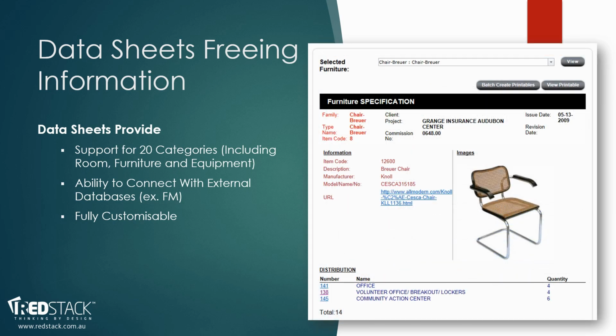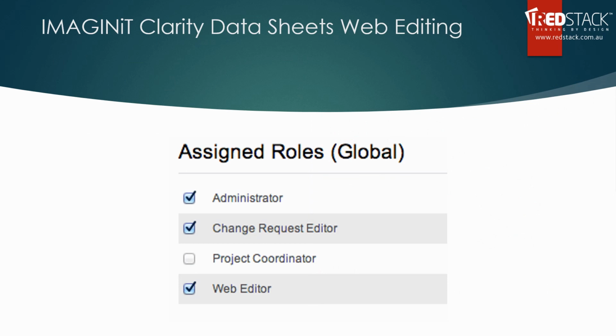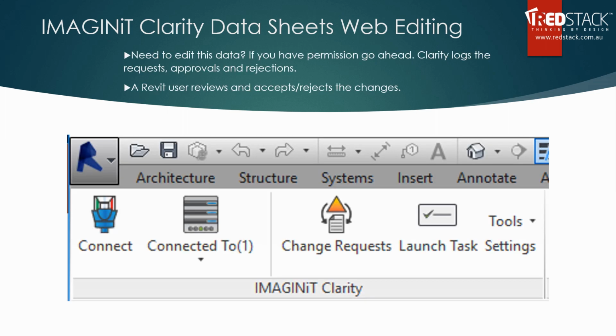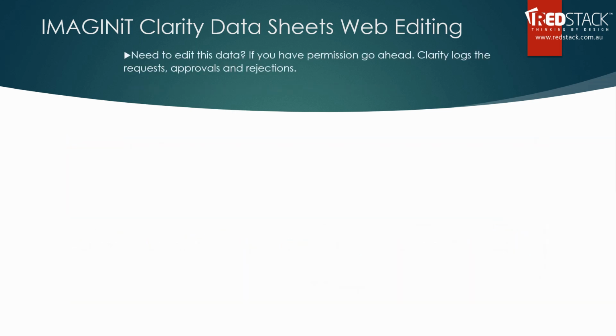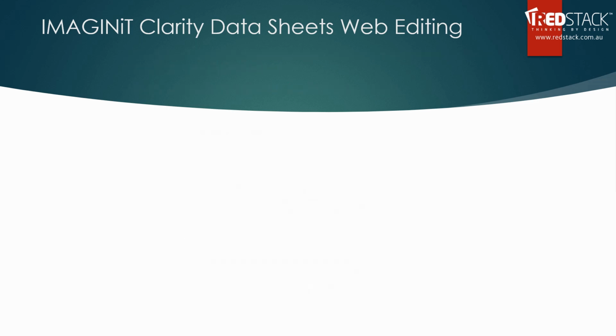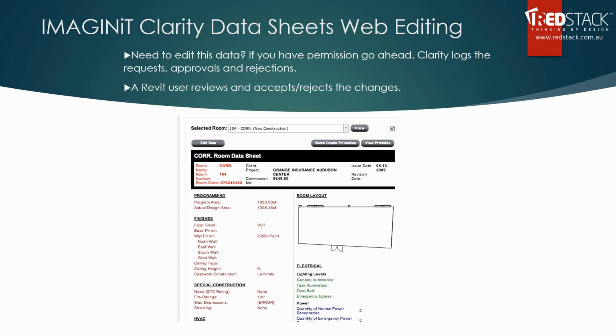The data sheets can be configured. There's security, there are controls in there, so you can be an admin, web editor, project coordinator, things like that. And if you've got the permission, go ahead. It'll log it all, and you can do approvals and rejections. So a Revit user can review and accept changes that happen with this bi-directional workflow with Clarity. So here's the example of the Clarity plugin for Revit, where the user can accept or not accept those changes, and you can now start the life cycle workflow of that change. And the information goes into that schedule or data sheet.